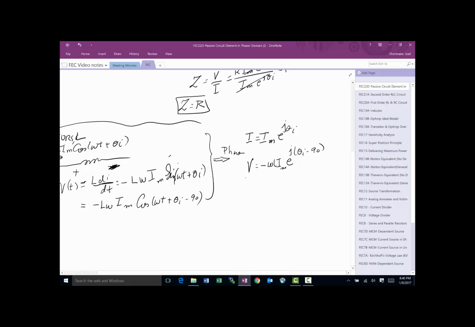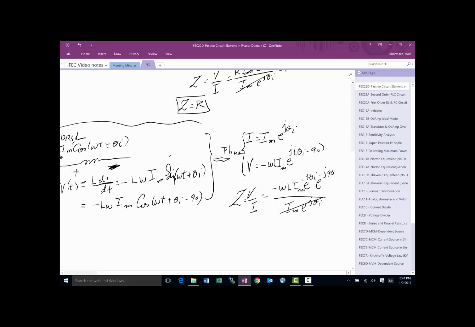Well, now that we have V and I in the phasor domain, Z is simply V over I. Great. So if I divide these two, what I end up with on top is minus ωL Im e^(jθ_I) e^(−j90), and the bottom is going to be Im e^(jθ_I).